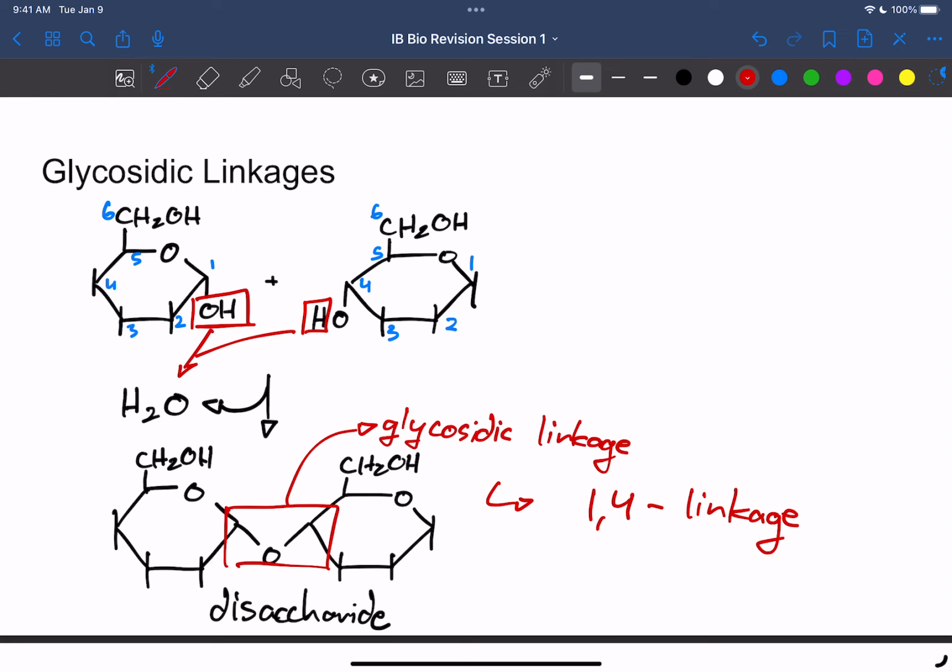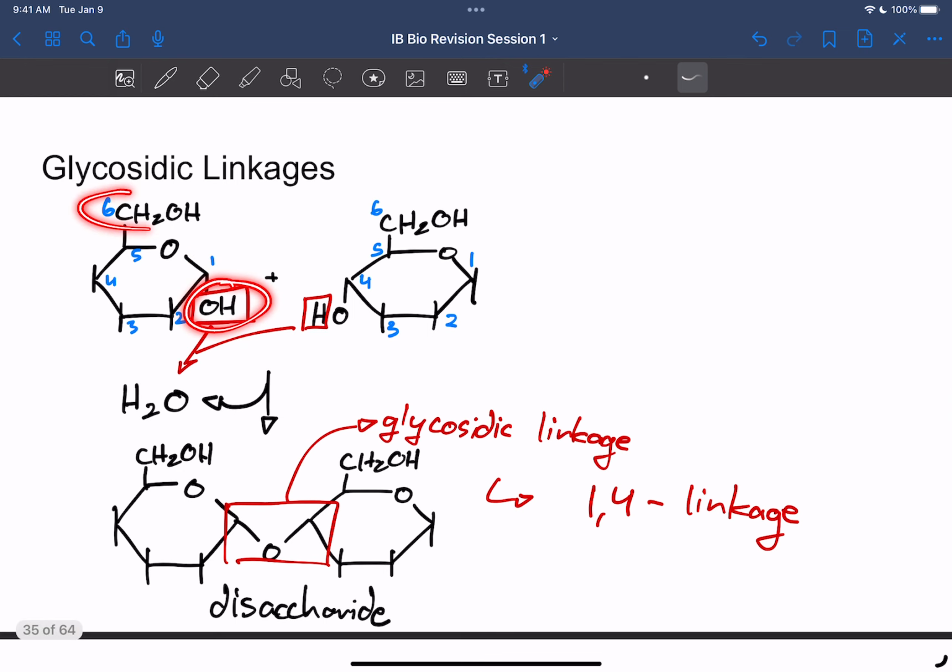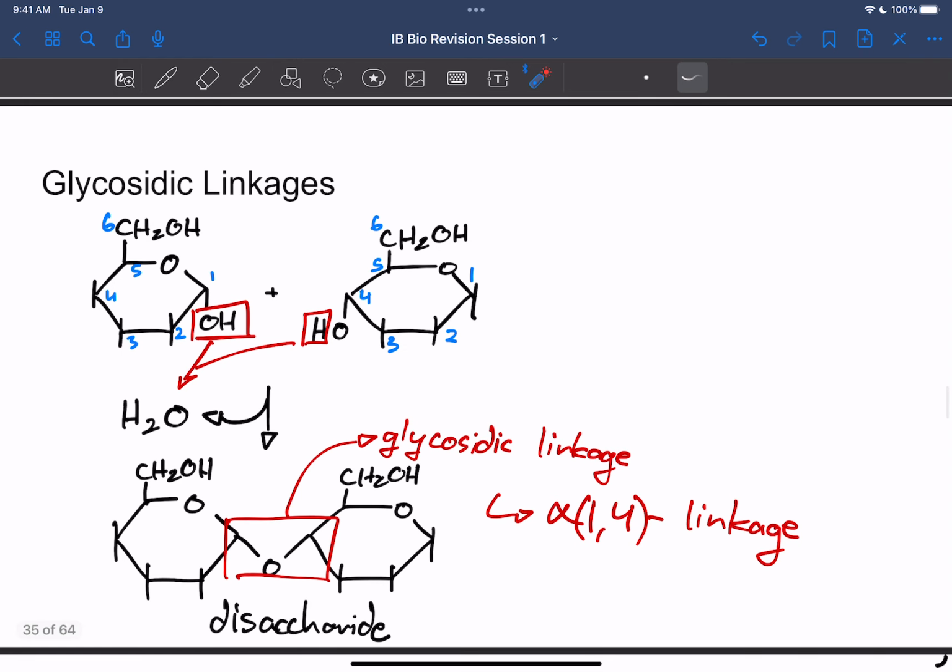Now, there's another term that we need to incorporate into the naming here, and this is alpha or beta. Well, whether it's alpha or beta depends on the position of this OH here. Well, let's look at this. We learned before that if it's opposite to the C6, then that means it's alpha. So that makes the whole thing an alpha 1,4 linkage because of this alpha on the first sugar that's reacting. So this is an example, an alpha 1,4 linkage.